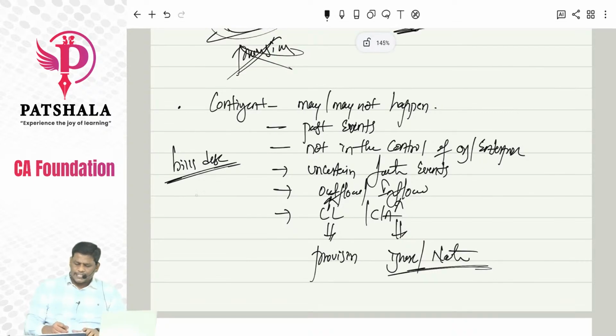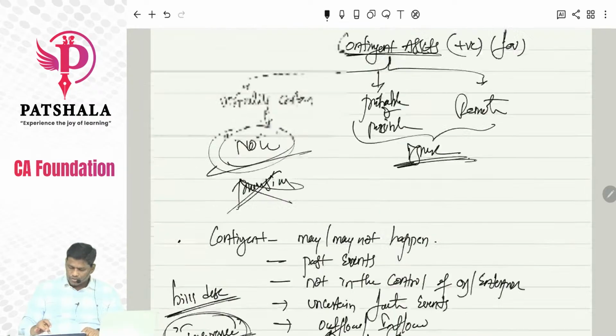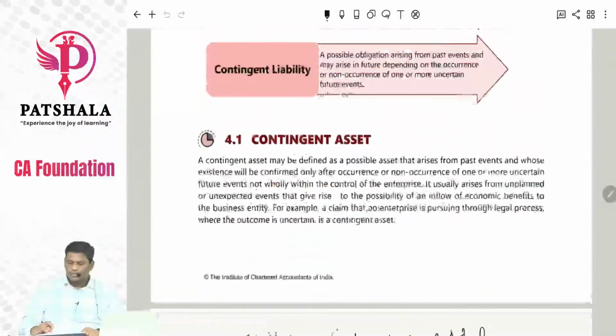Okay, another best example I can give you, insurance. Why do you take insurance? We take insurance to cover risk. It may or may not happen. That is what insurance is all about. Based on past events we have this, and in future it may or may not happen. This is the best example for contingent. So this is a small concept called contingent.